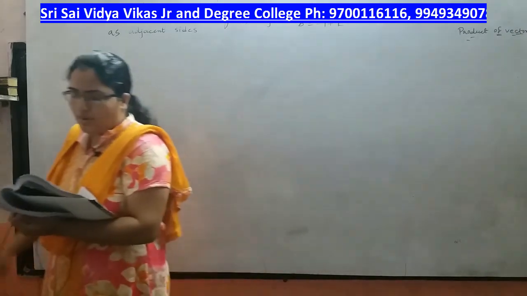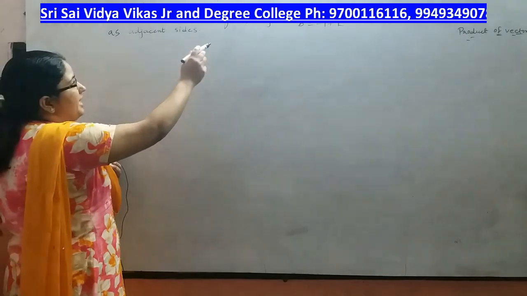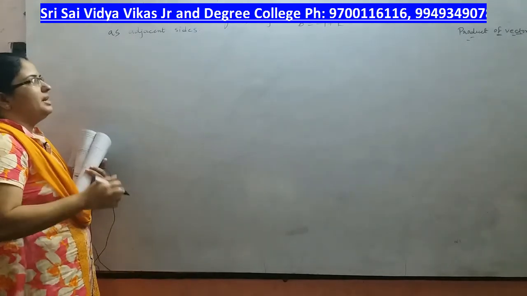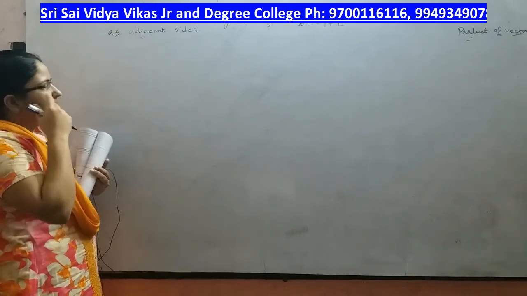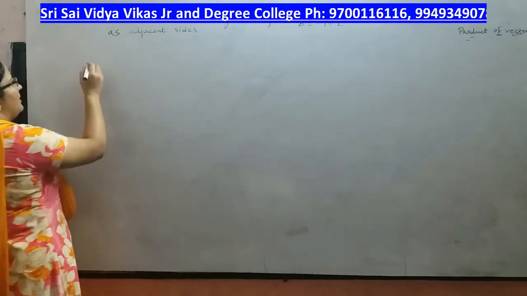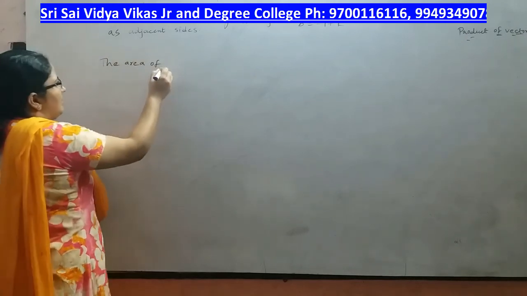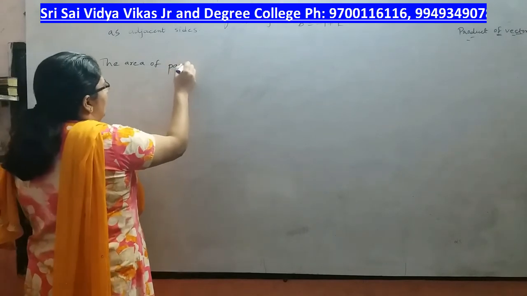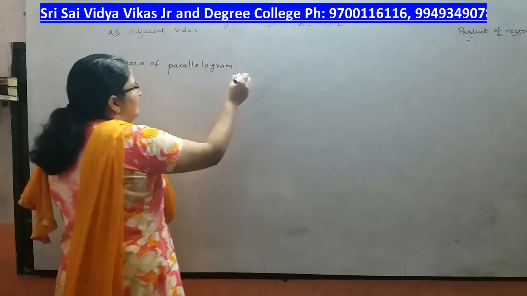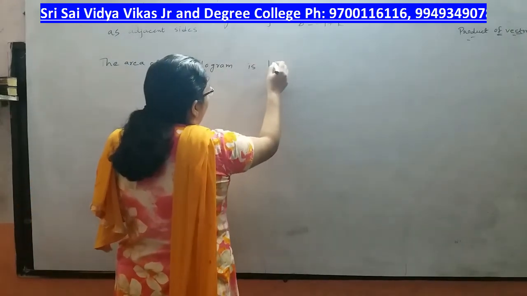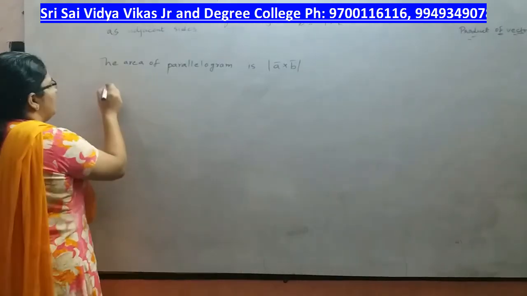Hello students, the next problem for today. Find the area of the parallelogram having a bar is equal to 2j minus k, b bar is equal to minus i plus k as adjacent sides. So what we have to do is, the area of parallelogram is modulus of a bar cross b bar. First of all, let us find a bar cross b bar.